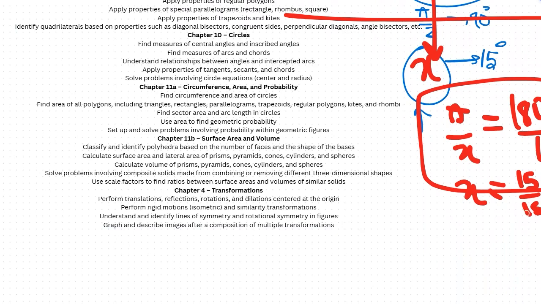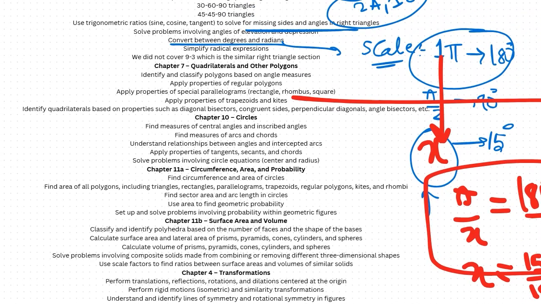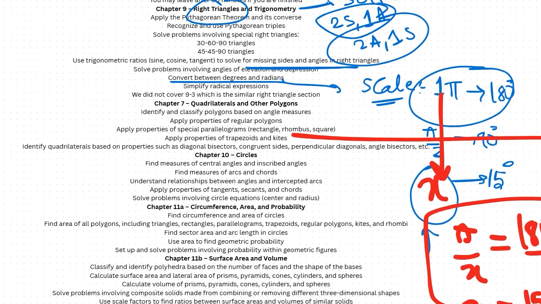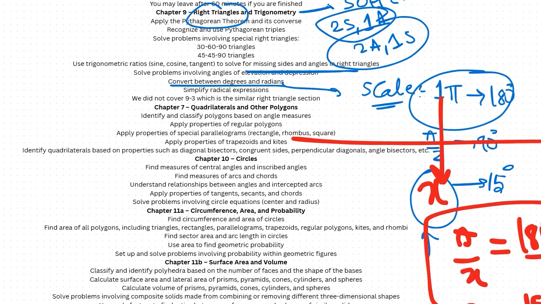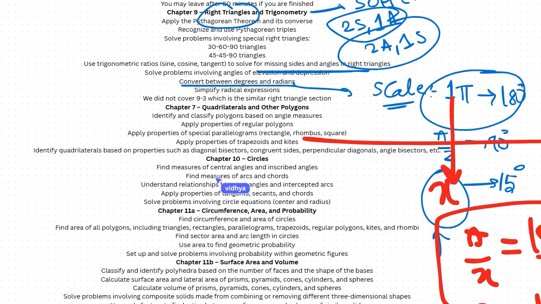So you leave the pi as it is and then you just find this fraction. Okay. So that is the scale. 1 pi means 180. So that is the conversion between degrees and radians. Next, what is it? Radical expressions. That's, I think, just, you know? Yeah. Okay, so you sure? Yeah. Okay, next.